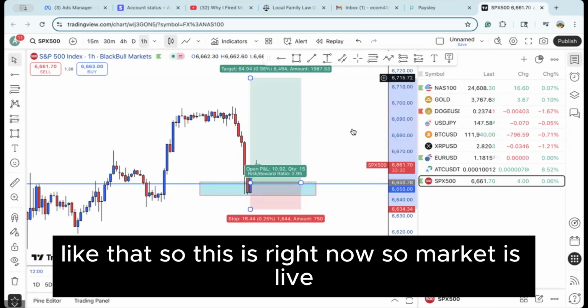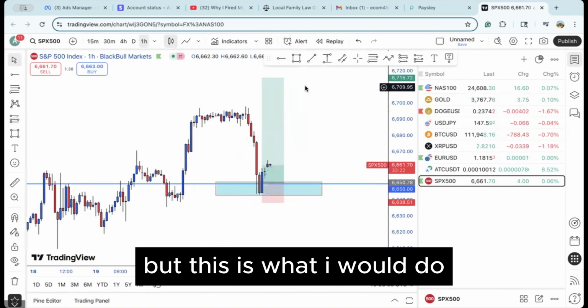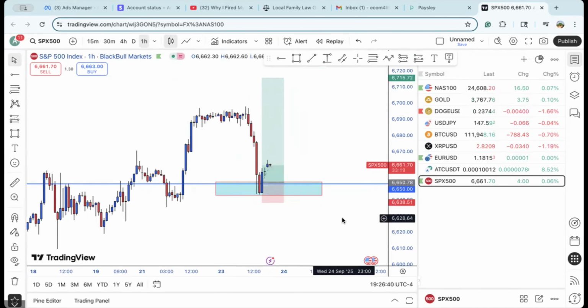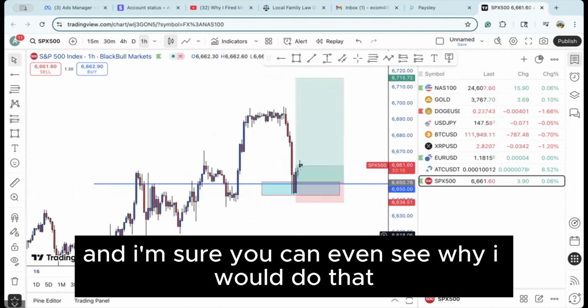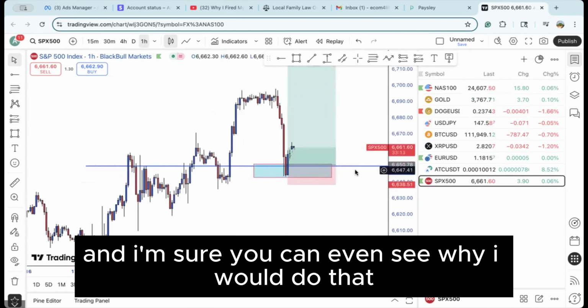like that, so this is right now. Market is live. Now, I didn't break this whole thing right here, right now, SPX 500, but this is what I would do. And I'm sure you can even see why I would do that.